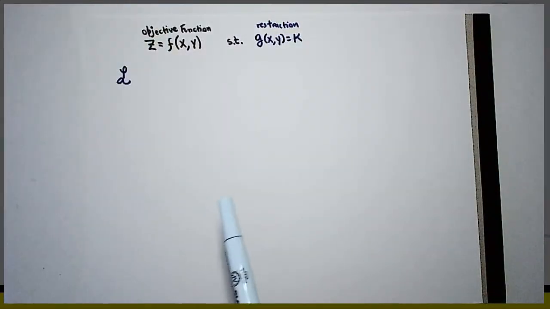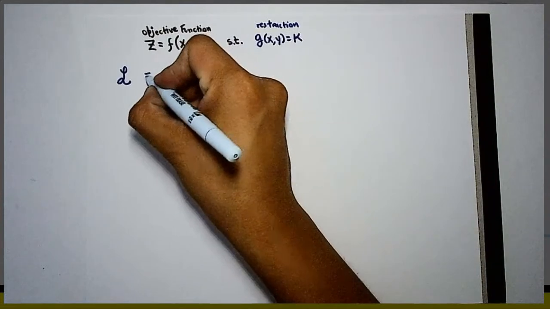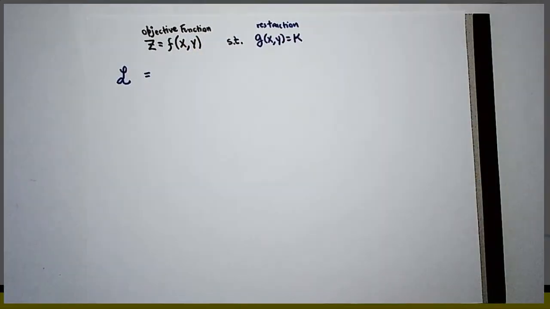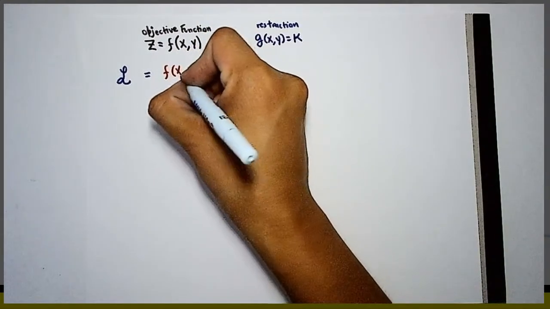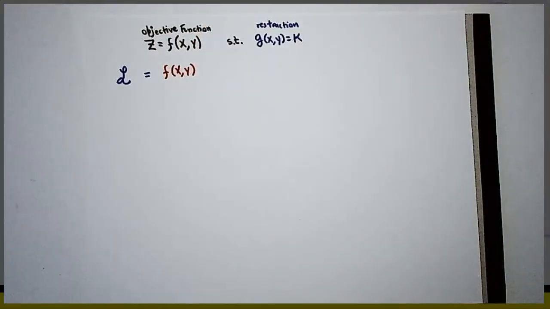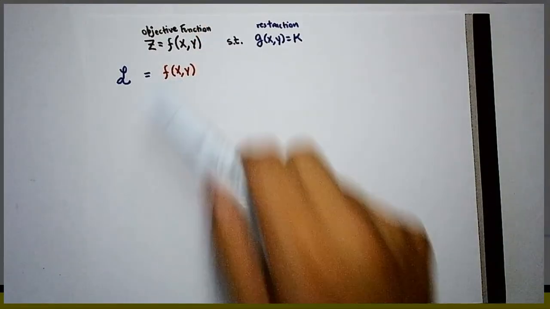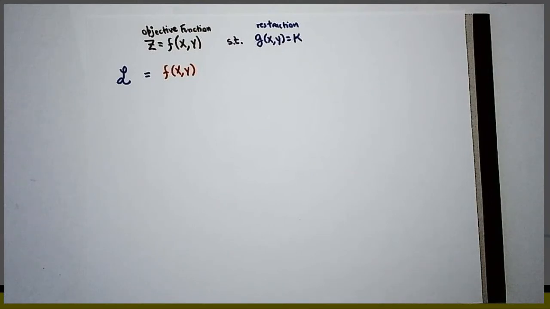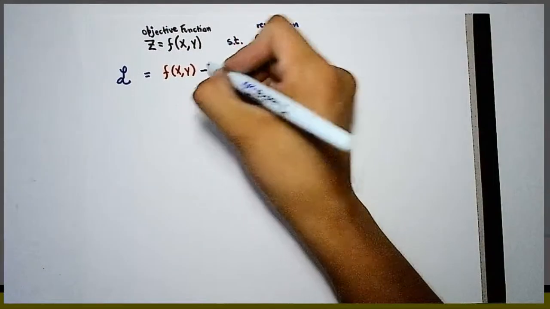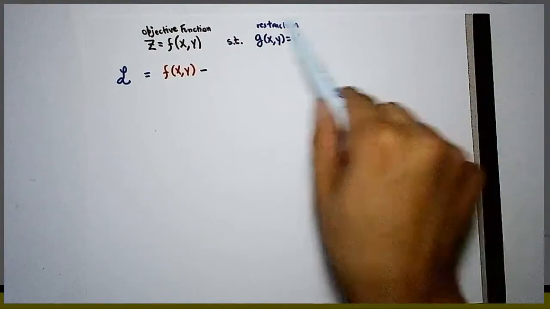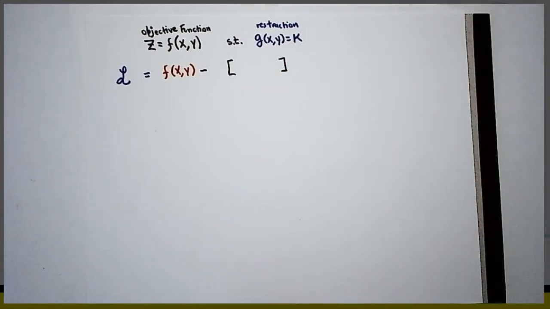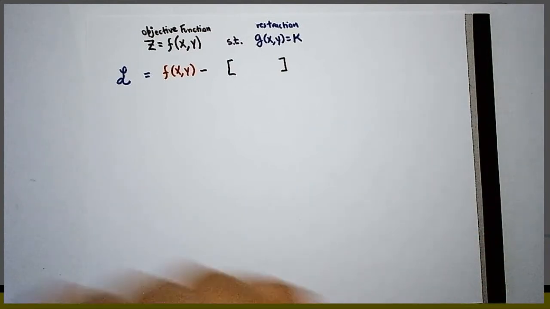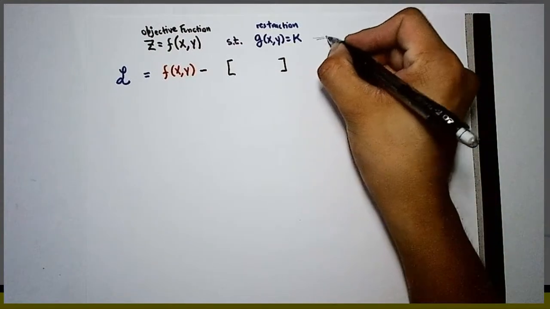The Lagrange function is represented by L equals, first we will write the objective function. So here we have f of x comma y. So this is our objective. But now we will subtract this function. But in order to subtract it, what we will do is a trick.